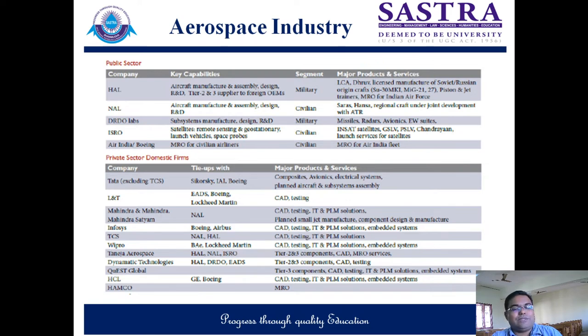If you look at the National Aerospace Laboratory, they do aircraft manufacturing, assembly, design, R&D, particularly civilian. They have developed SARAS and Hansa, regional craft under joint development with ATR. DRDO Labs are developing subsystems manufacturing, design and R&D, particularly for military. So they are developing missiles, radars, avionics, electronic warfare suites, etc. ISRO has expertise in satellites, remote sensing, geostationary launch vehicles, GSLV, and space probes. The segment is particularly civilian, including satellites, GSLV, PSLV, Chandrayaan, and launch services for satellites.